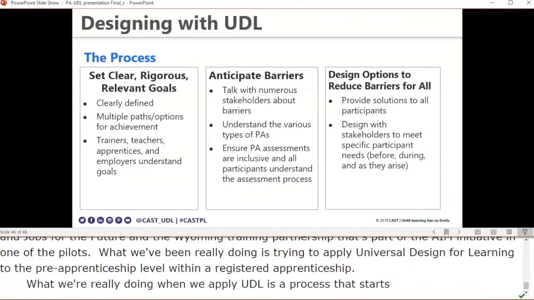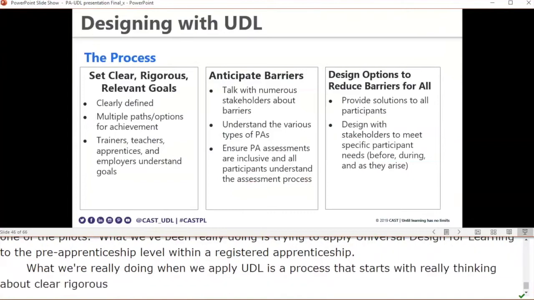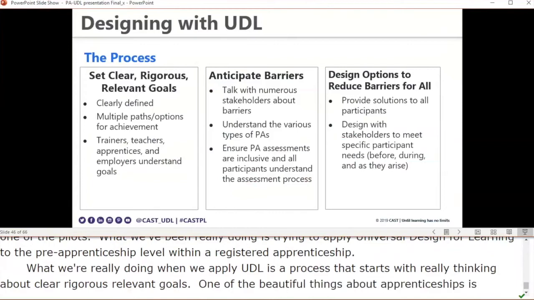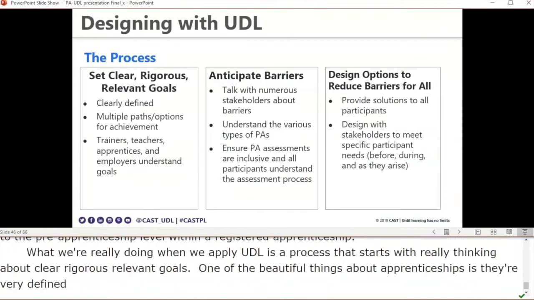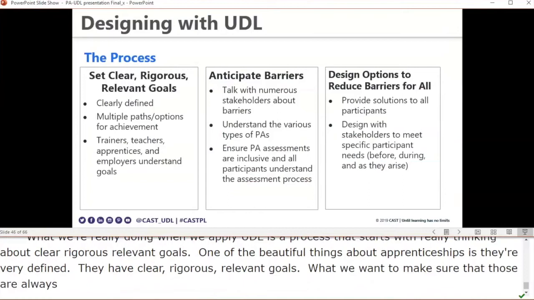clear, rigorous, relevant goals. One of the beautiful things about apprenticeships is they're very defined. They have clear, rigorous, relevant goals. But what we want to make sure is those are always well-defined. And then when we bring UDL in, we really think about multiple paths and options for achieving those goals. So high standards are always there.